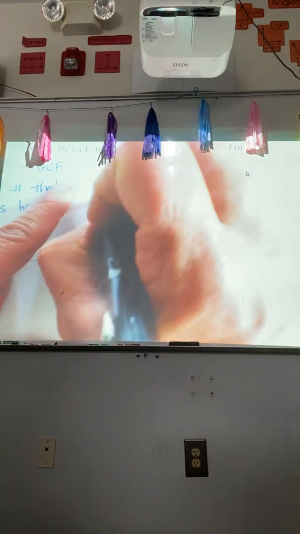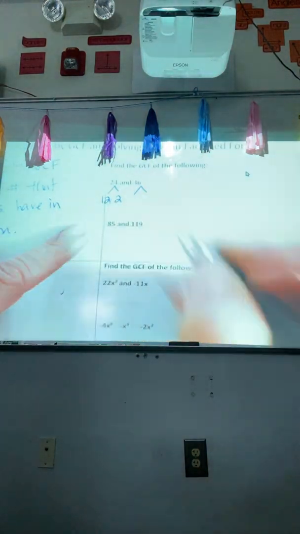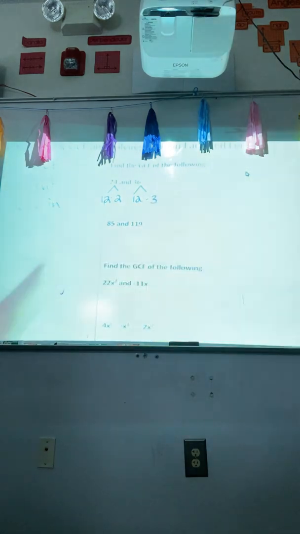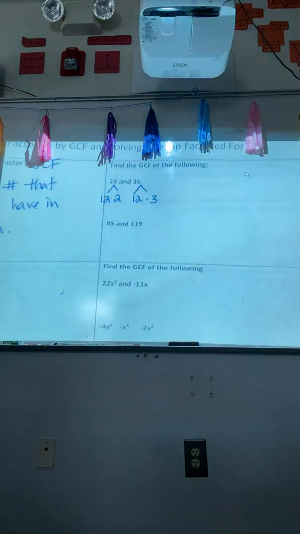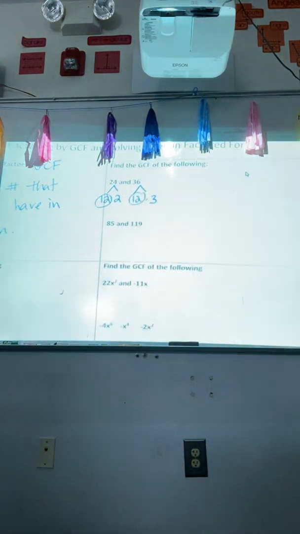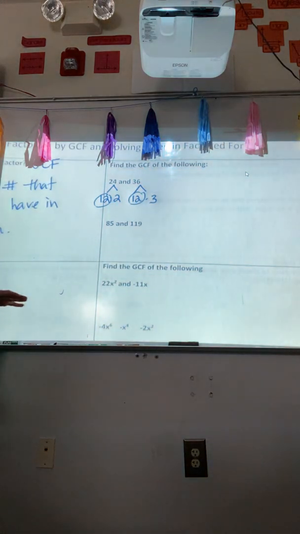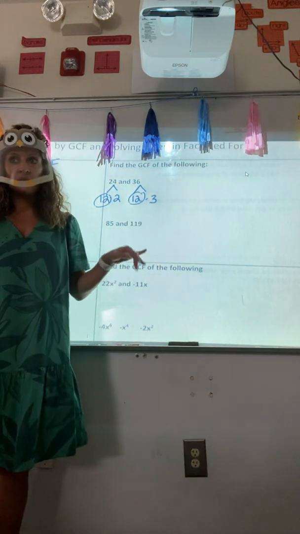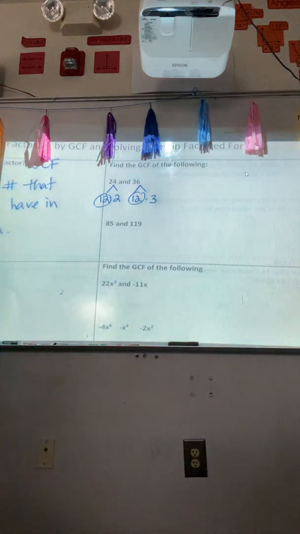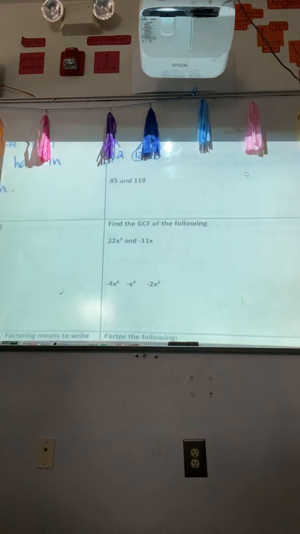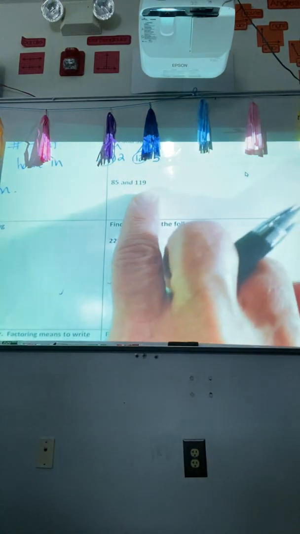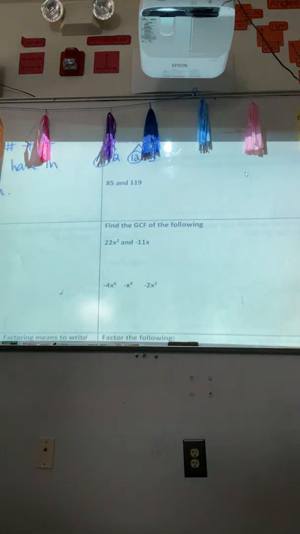So I know that this is 12 times 2. And I know this is 12 times 3. So the biggest number is 12 that I can take out of both of them. Y'all remember doing this? You've done it a lot over the past few years. Okay. All right, now, 85 and 119. Those two numbers scare me because I just don't know those numbers very well.